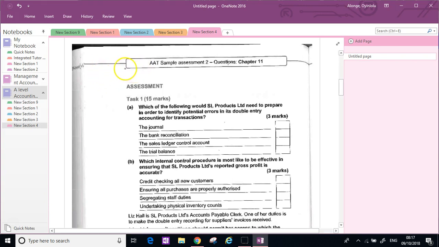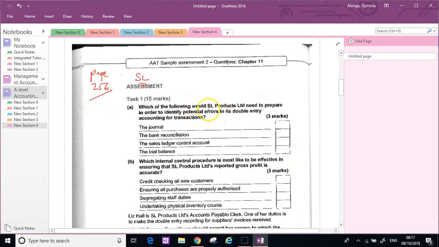So this is page, I believe for you, maybe page 256 of your textbook. This is the second sample assessment 2, still on the same case, SL Products Limited. I hope you've had a go. That's the key point. Have a go, and then it'll be better, so you can then really cross-examine to see whether you actually know it.